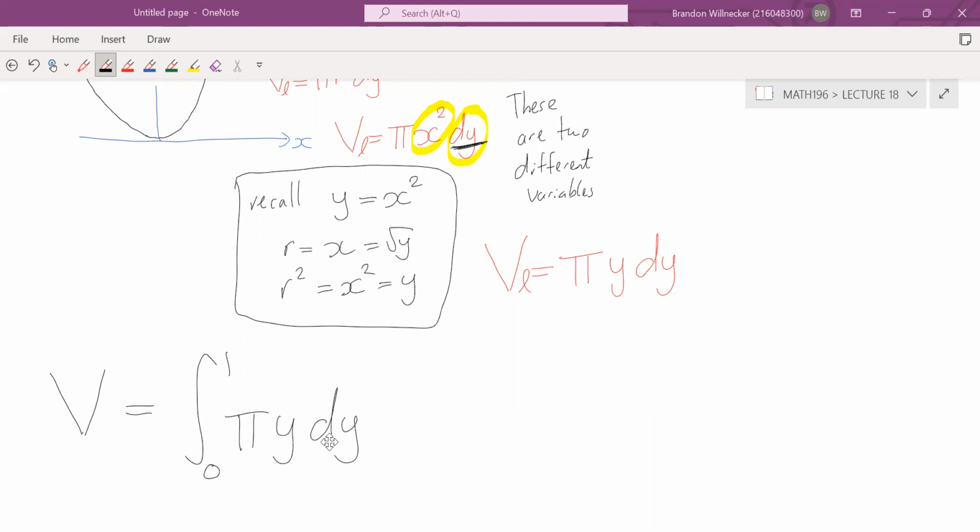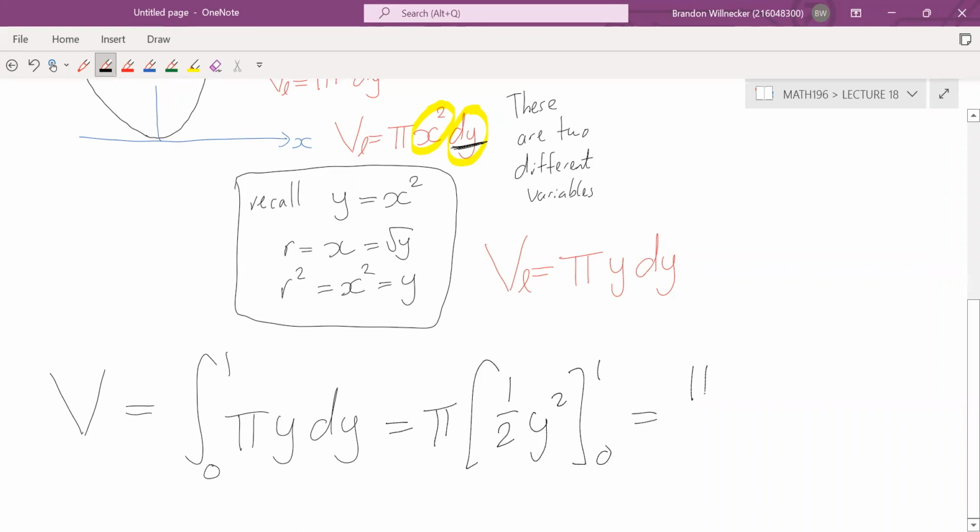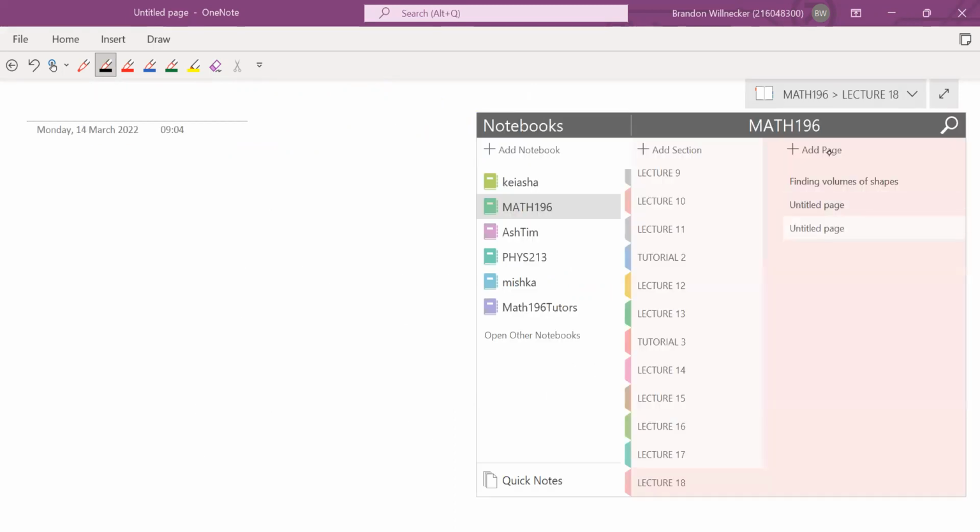Okay, so now we just do the integral. So this is going to be pi times 1/2 y squared from 0 to 1. So that's going to be pi over 2. And if you want to, you can say units cubed because it's a volume. Any more questions on this example? Okay, let's do the next example.